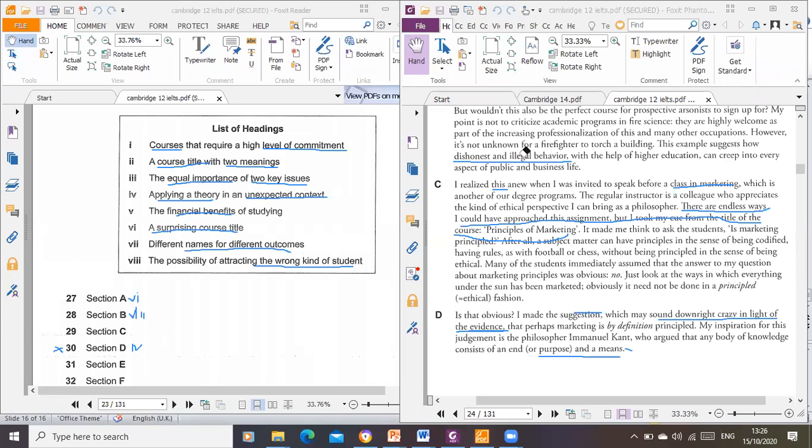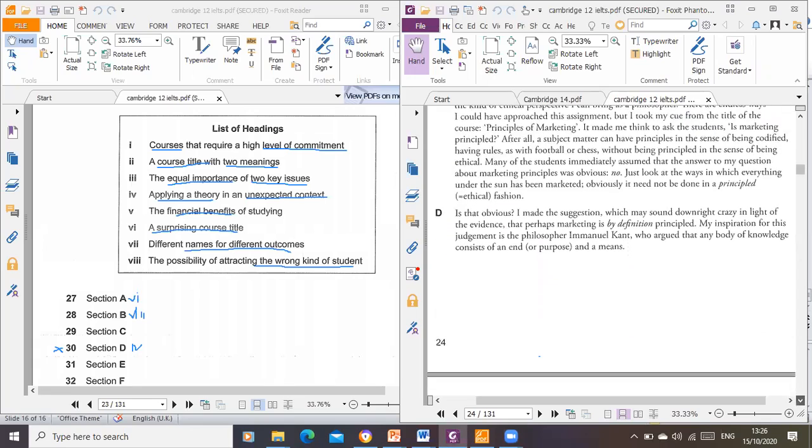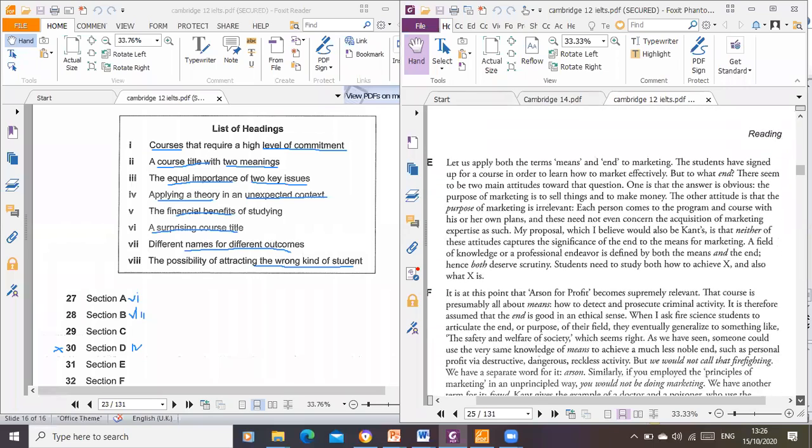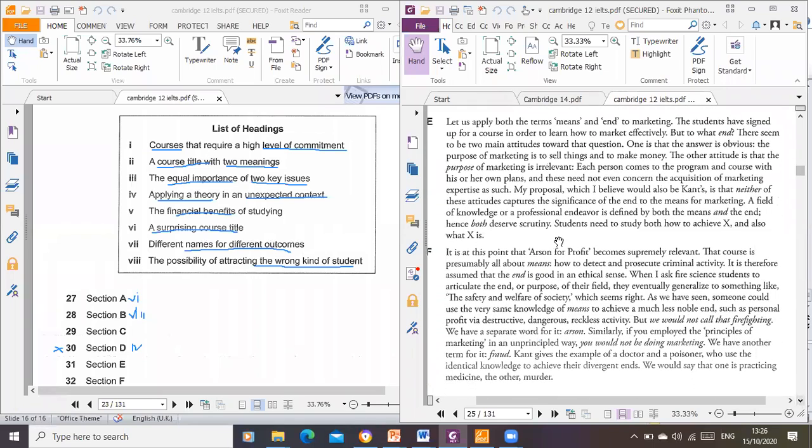I'm going to erase all these just because I'm using the computer. Let's see. Now, I move to section E. Let us apply both the terms means and end to marketing.